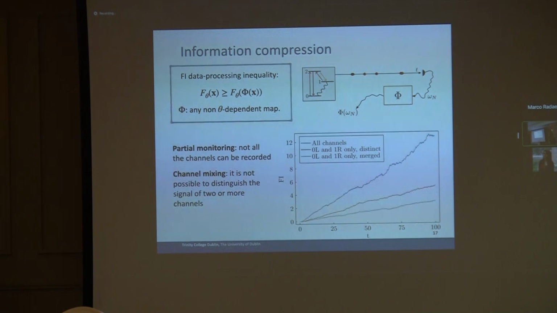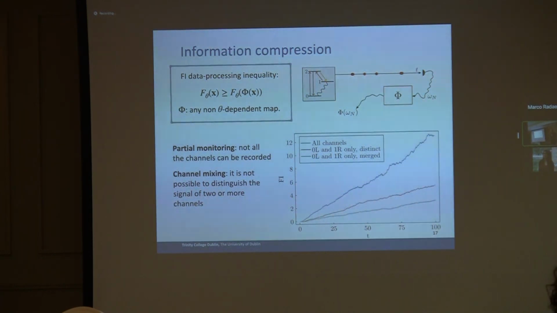A common situation for this is what I presented earlier, the idea of partial monitoring. Not all the channels can be recorded. Some of the channels are not accessible experimentally. This results in a reduction of the set of monitored channels M, which we discussed earlier.